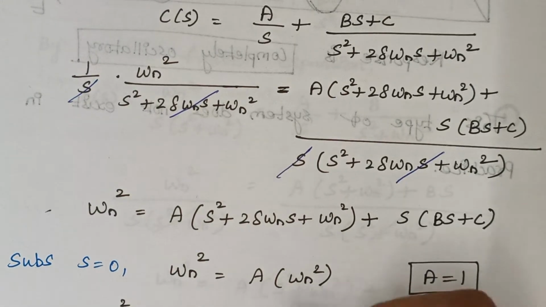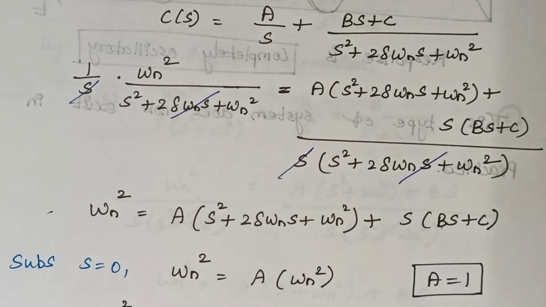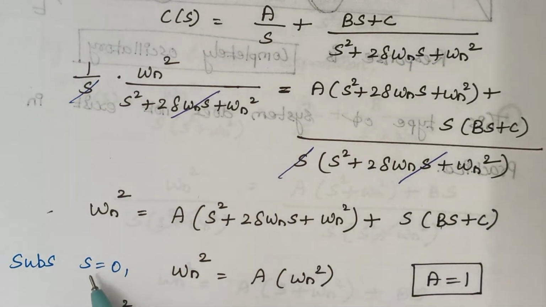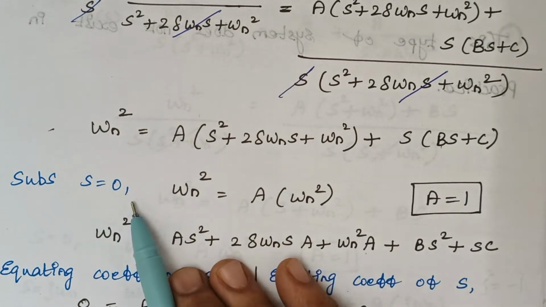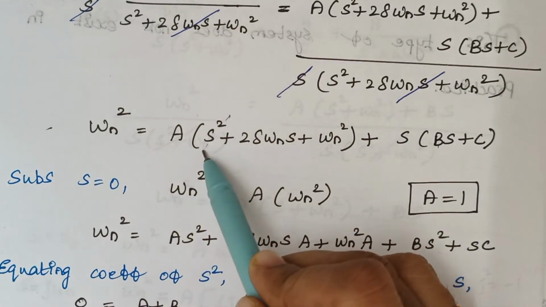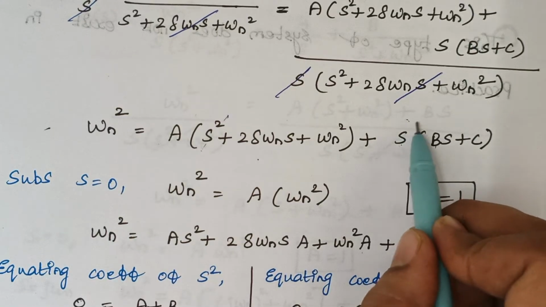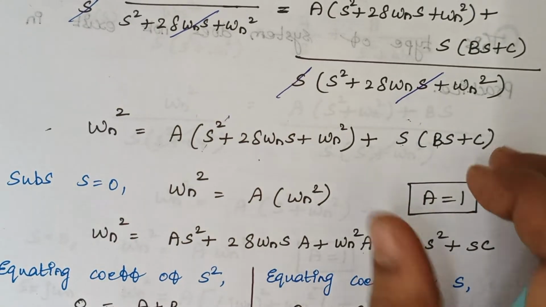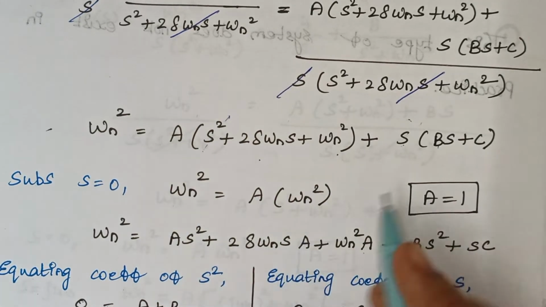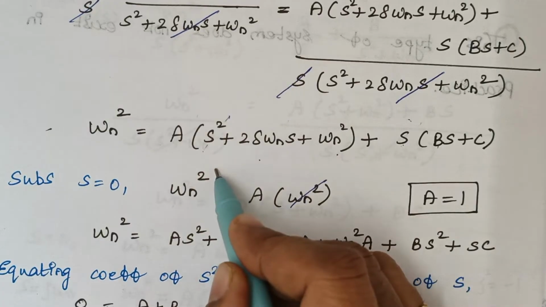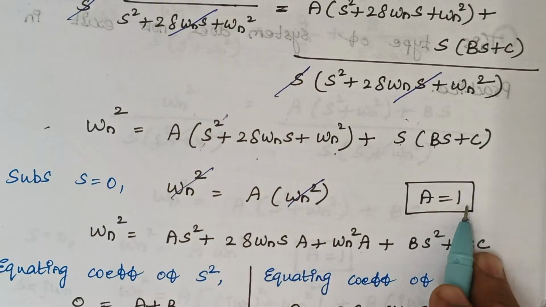Our next step is we have to find out the values of A, B and C. So to find out the value of A, first I am substituting the value of s is equal to 0. So when you substitute s is equal to 0, you see this term reduces to 0, this term reduces to 0, and here we are having s. So 0 multiplied by anything will become 0. So the only available term is A into omega n square. Right. So here again this omega n square and this omega n square cancel each other and the value of A will be equal to 1.